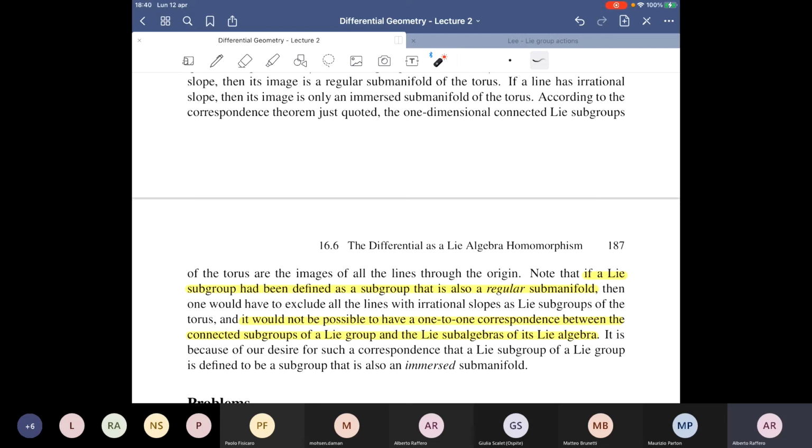Okay, I think that we can stop here. There are some further interesting topics that one can study about Lie groups, in particular Lie group actions, and I will send you some material about this if you want to study it, to have more information on this topic and on how Lie groups can be used to study symmetries of manifolds. Okay, I think we can stop here.